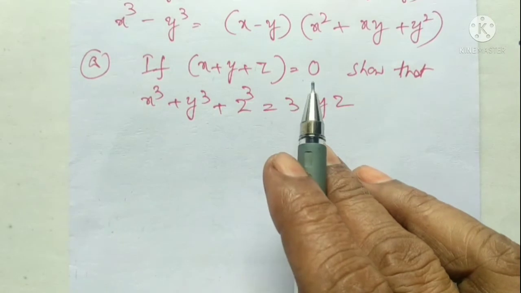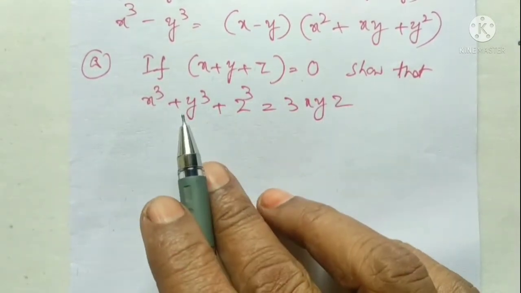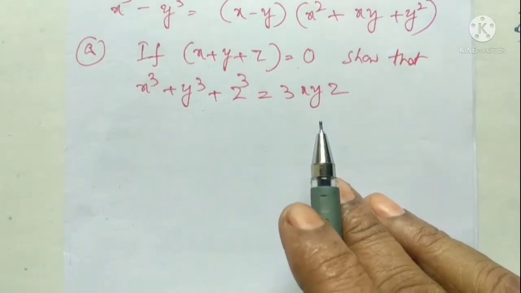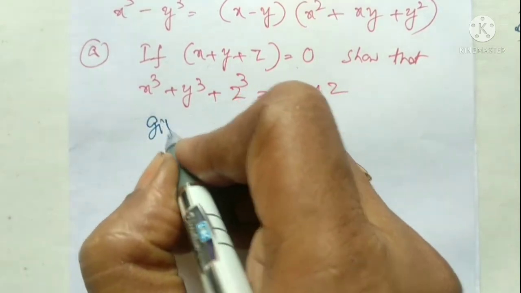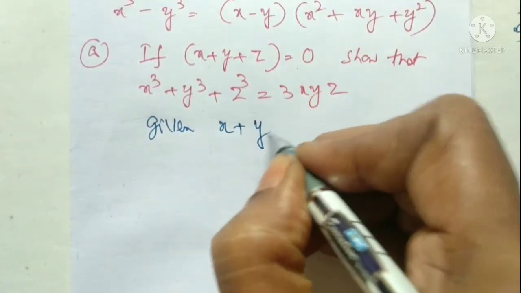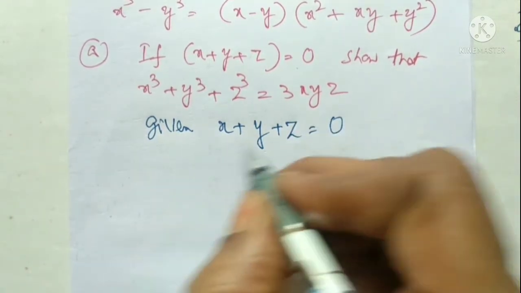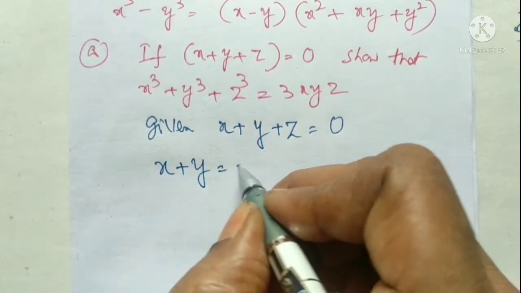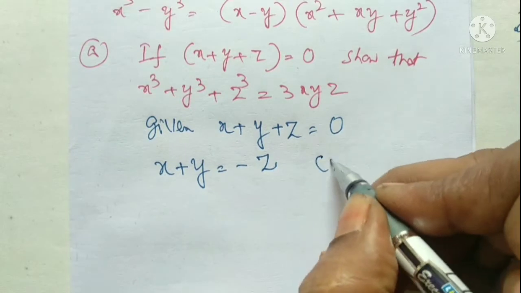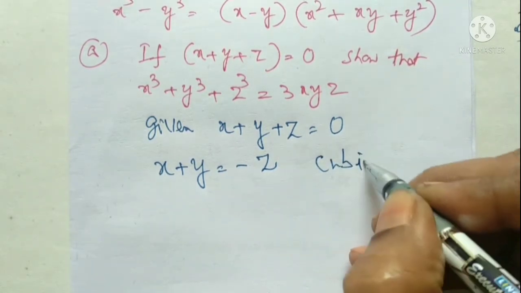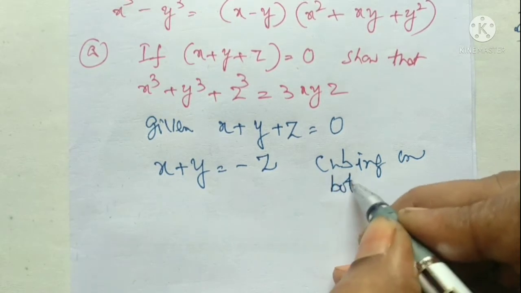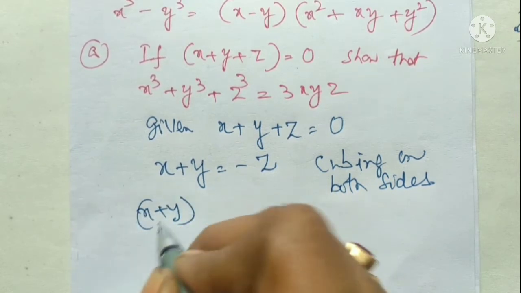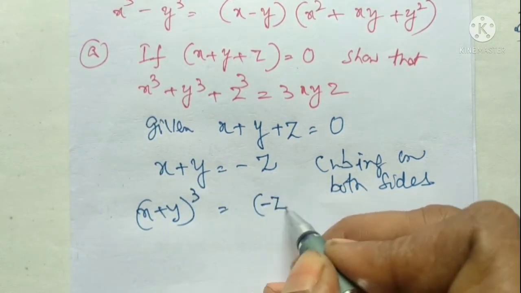If x plus y plus z is equal to 0, then show that x cube plus y cube plus z cube is equal to 3xyz. Given that x plus y plus z is equal to 0, so we are transposing z to the RHS. Then x plus y is equal to minus z. Then cubing on both sides, x plus y whole cube is equal to minus z cube.